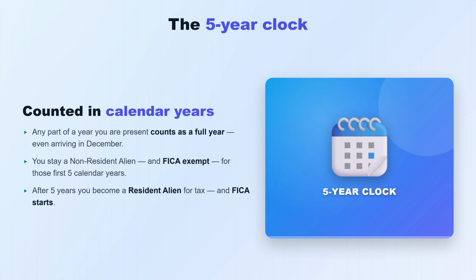Let us understand the 5-year clock clearly, because the counting is unusual. It is counted in calendar years, not exact days. So even if you arrive in December, that whole year counts as one full year. You stay a non-resident alien and FICA exempt for those first 5 calendar years. After 5 years, you become a resident alien for tax purposes, and from that point, FICA starts being deducted.